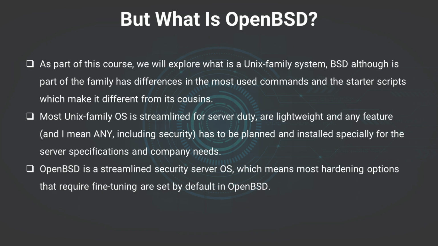Now, most Unix family operating systems are streamlined for server duty. They are lightweight, and any feature that has to be installed on them has to be planned and custom made for the type of server that you are creating. This includes security. OpenBSD, instead, is streamlined, but already includes streamlined security, which means that most of the security standard issue settings are included into the standard bare bones configuration. Most hardening options might need some fine tuning, but the default settings of these security options are already installed and configured in the bare bones of a BSD instance.